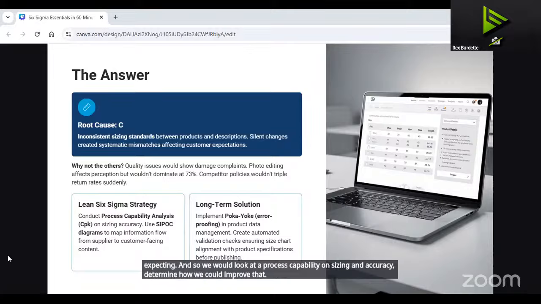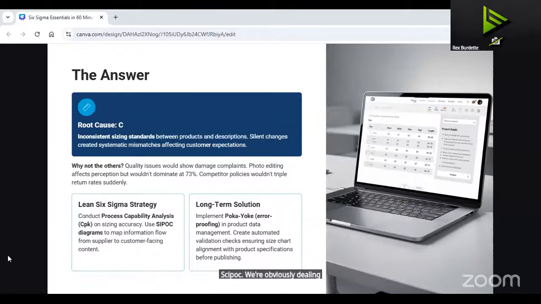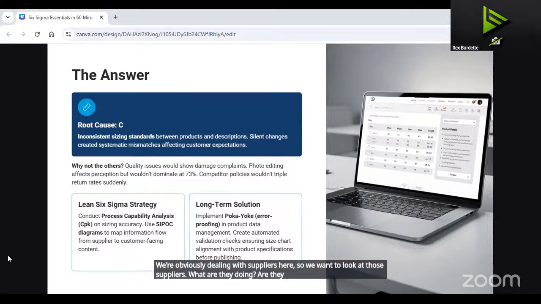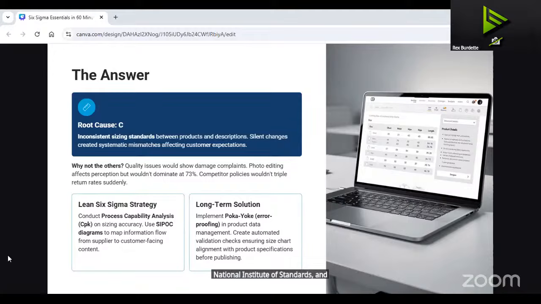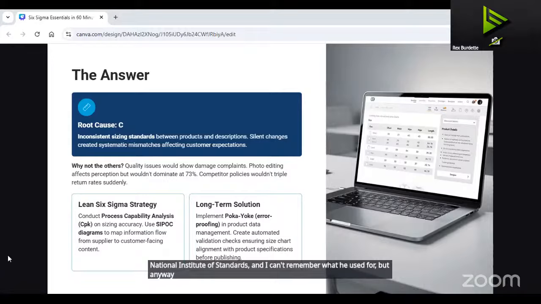SIPOC, we're obviously dealing with suppliers here, so we want to look at those suppliers. What are they doing? Are they giving us confirmation that they're setting to our standard? Do we have a standard? That's the other question. Do we have a sizing standard? A lot of places use NIST, National Institute of Standards, and I can't remember what the T is for, but anyway, there's a lot of things that are NIST traceable.